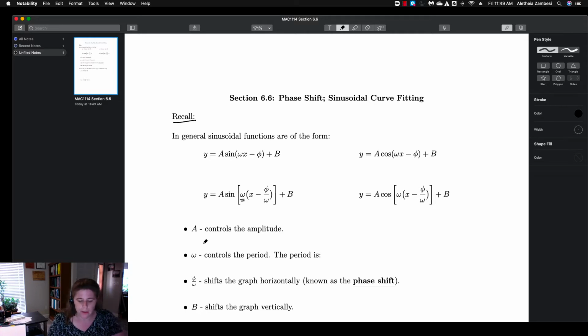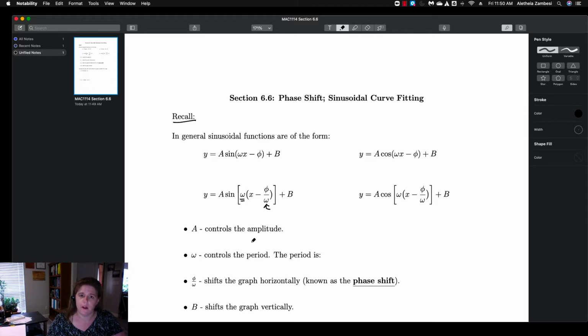So we take that omega term, factor it to the front. That turns this phase shift component into phi over omega, and plus b. B gives us our shift top and bottom. Now, we graphed some that had an alteration in the period in the previous section, 6.4. This section is going to alter all the things.